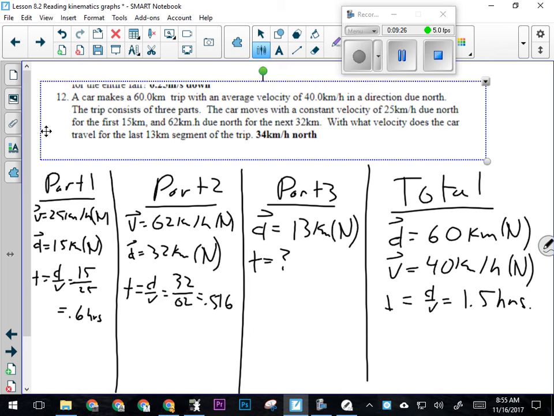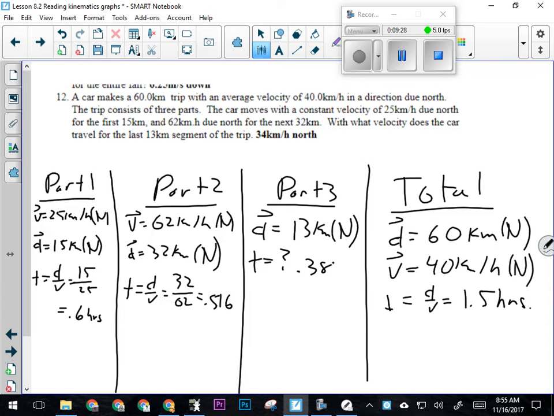0.3838, not seconds, hours. Now I can find the speed in the last part, or sorry, the velocity in the last part. 13 kilometers divided by that 0.3838 should give us our 34 kilometers per hour north. Is that all right? Okay, so that's a little bit tricky.